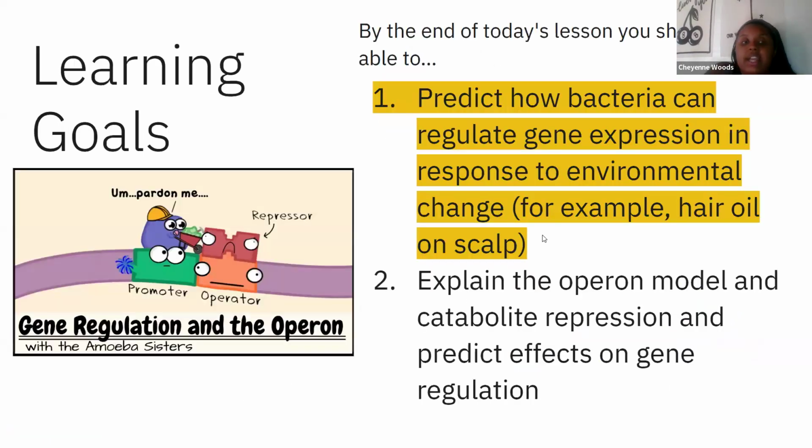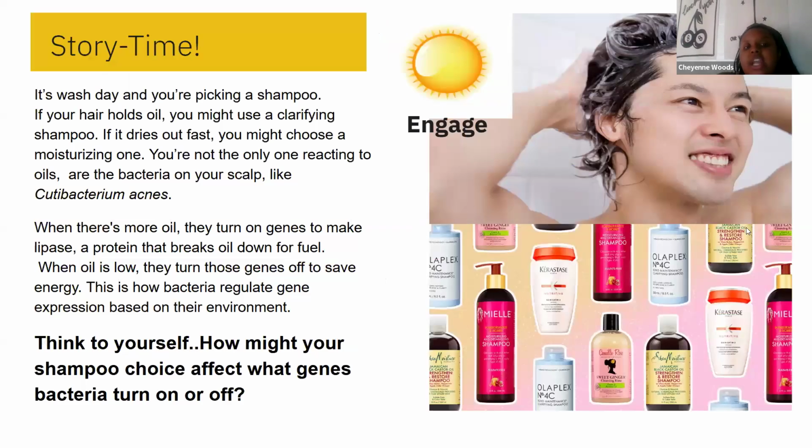So for today's lesson, again, we're going to be starting off with predicting how bacteria can regulate gene expression in response to environmental change. And again, for this example, hair oil on the scalp. So here's a story time. It's wash day and you're picking a shampoo. If your hair holds oil very well, or retains oil a lot, you might use a clarifying shampoo. If it dries out really fast, you might choose a moisturizing one.